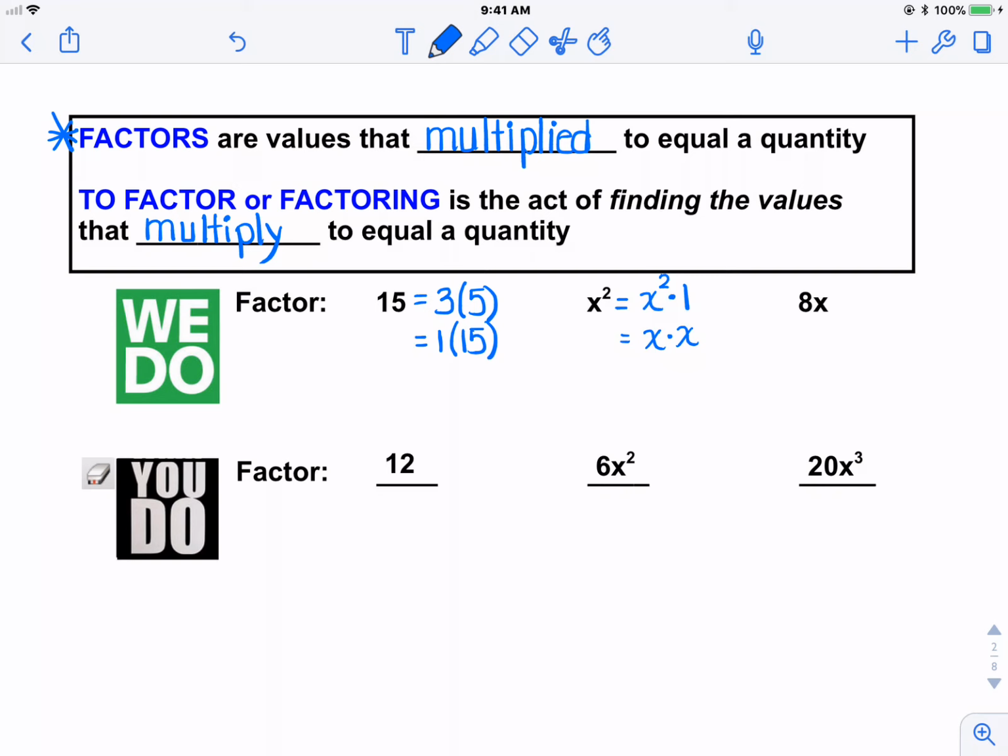And then 8x has a lot of different factors. So let's think of the things that we know about. We could just multiply an 8 by an x.